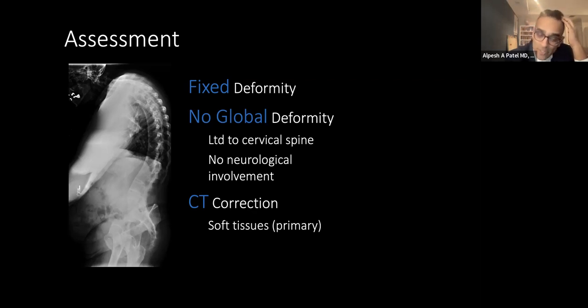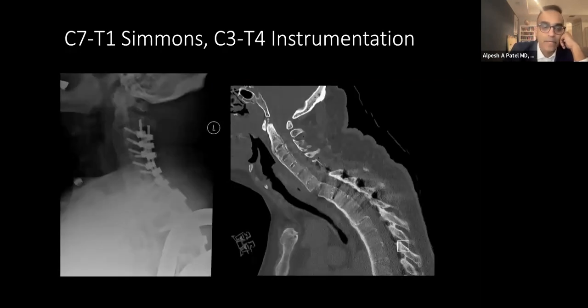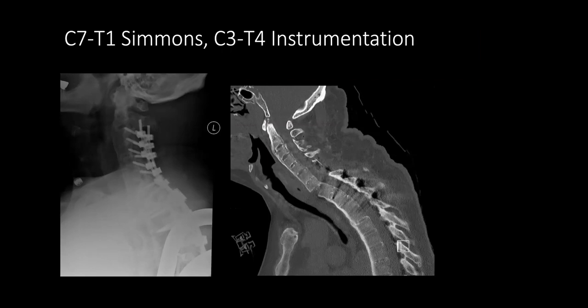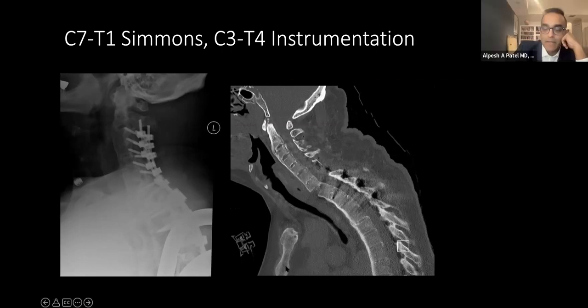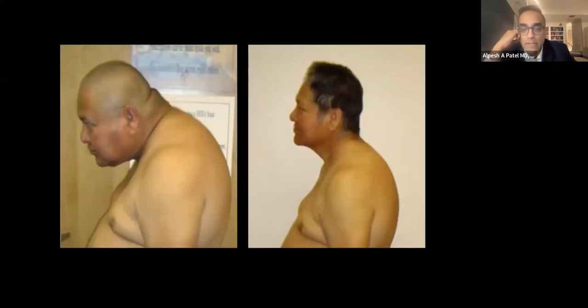And this is a guy who had no neurological involvement. If we think about his correction, it really is a cervical thoracic correction, right? It's not like he has one spot in his neck that's focally kyphotic. So we've got to think about a cervical thoracic dissection and a cervical thoracic correction. So I took him through that same type of procedure that we just talked about, which is a Simmons osteotomy, posterior laminectomy, and then an osteoclasis and a correction of his skull. And we got very good results for him. We got really good restoration of alignment.